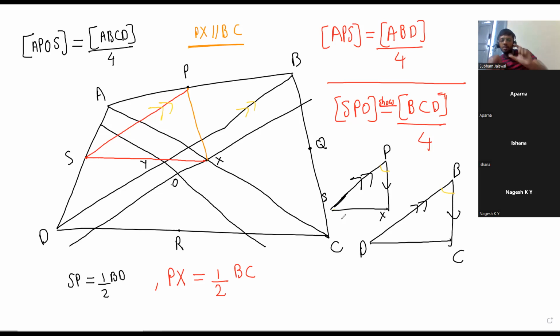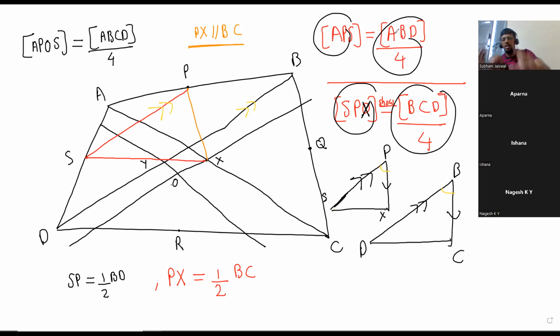Okay. So this other portion, SPX, is also 1/4 of BCD. Rather, SPX we have shown. So this is 1/4 of BCD and this is 1/4 of this. And so the sum will also be 1/4 of ABCD. You can just add it. I have just followed what looked natural, right? Anything tricky I did? No, just followed what looked natural.